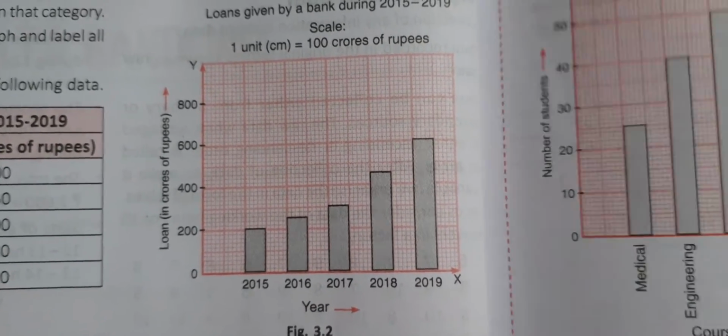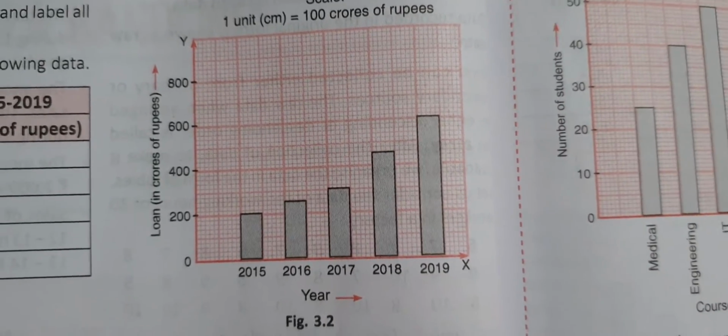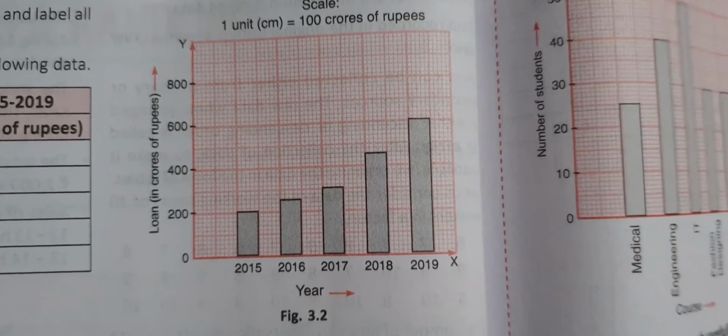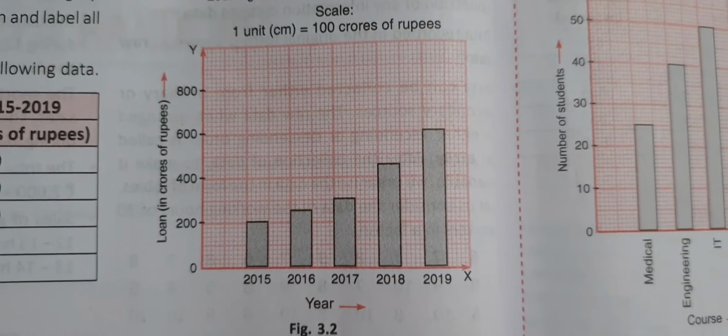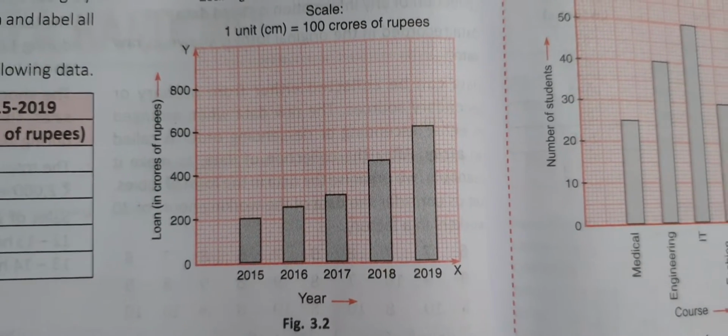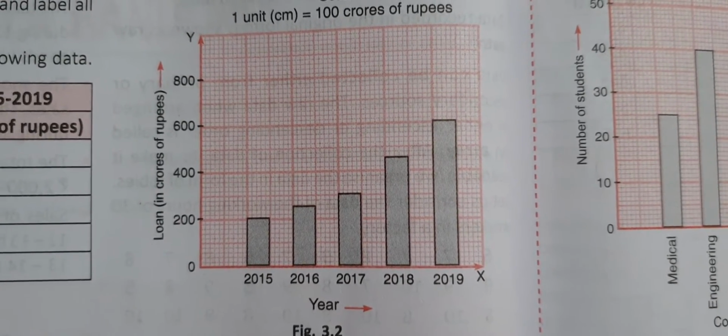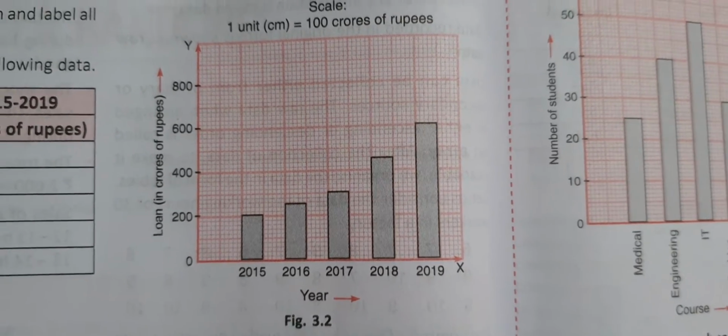We can see here that this information has two parts. First is the year, and second is the loan in crore rupees. Loan means the amount given. So now, what do we have to do?